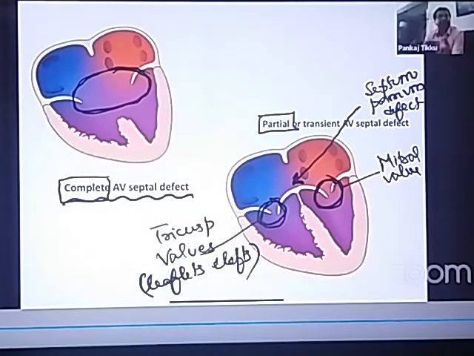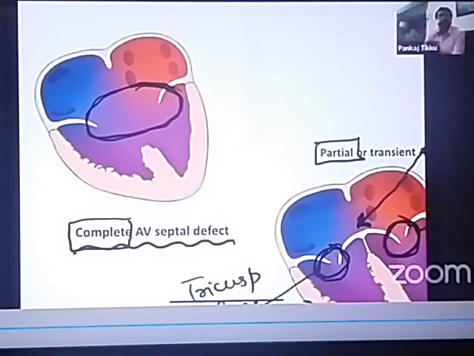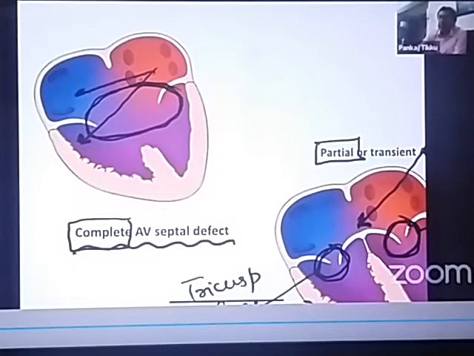What is the first type of atrioventricular septal defect? A complete atrioventricular septal defect. Here there are no separate tricuspid and bicuspid valves. So the blood will move from the left side of the heart to the right side. From the left atrium, it will enter into the right atrium also, and it will enter into the right ventricle also. That is why it is a type of left to right shunt.